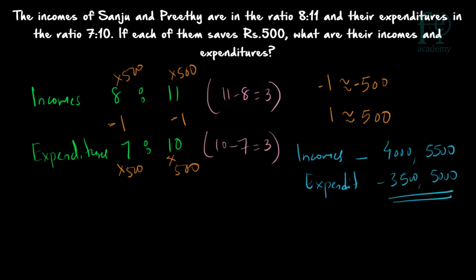So each one will be saving 500 each. So income minus savings is equal to expenditure. So when 500 is subtracted from each term of the initial ratio, you will be getting the final ratio. So using that concept, you can use the same method in order to find out the incomes and expenditures.